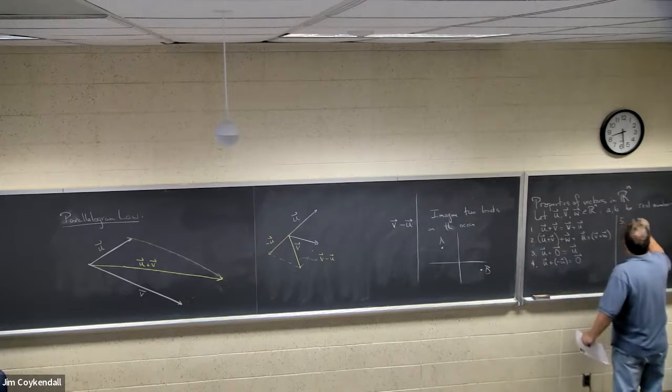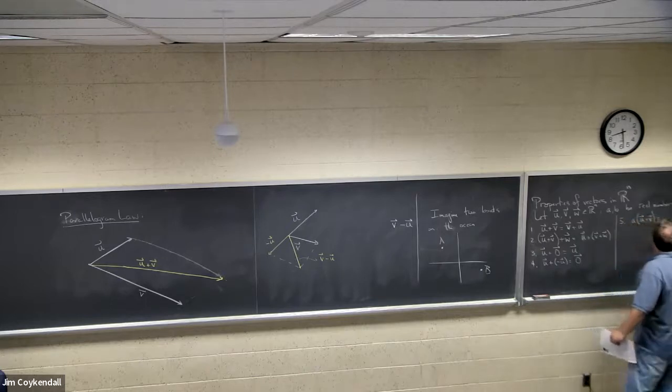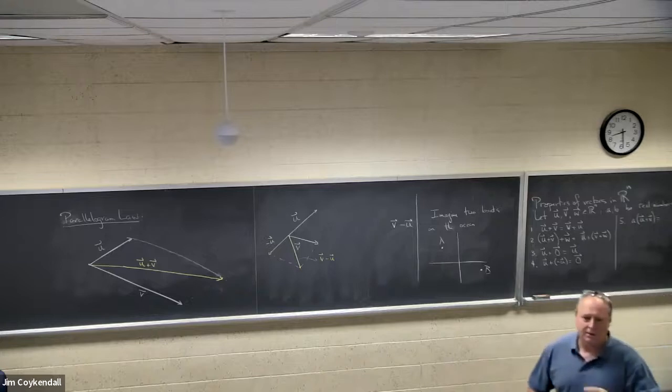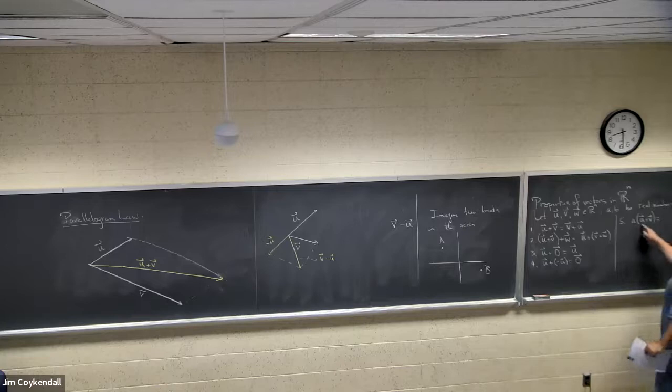Anybody want to guess what this is going to turn out to be? When I take a number and multiply times u plus v, I get a times u plus a times v. Very good. That's right. So this kind of distributes out. It's scaling the first, scaling the second, and adding them up.